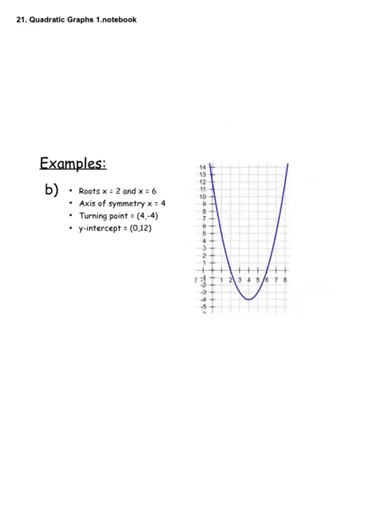Graph B should look like this. Your roots are x equals 2 and x equals 6. Your axis of symmetry at x equals 4. Your turning point's at 4, -4. And your y-intercept is at 0, 12. Again, this is what your graph looks like right here.